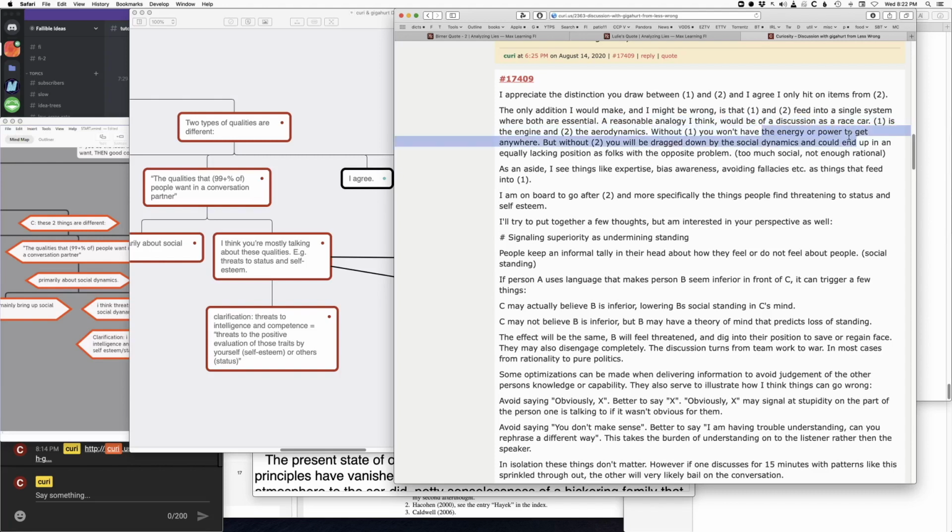Without one, you wouldn't have the energy or power to get anywhere. Without two, you'd be dragged down by the social dynamics and could end up in an equally lacking position as folks with the opposite problem. Alright, that's a little confusing, but he means you would have as much of a problem if you're missing one or if you're missing two. You could be in equal amounts of trouble. You could be screwed either way.